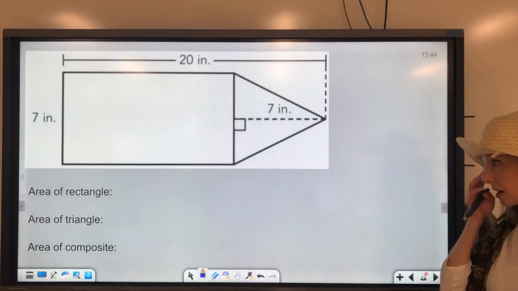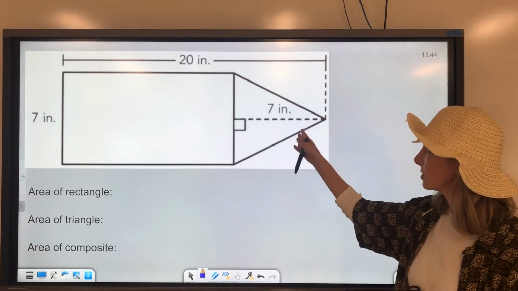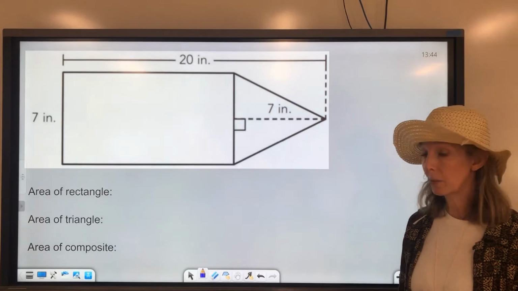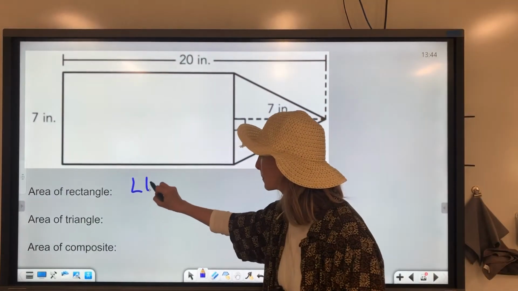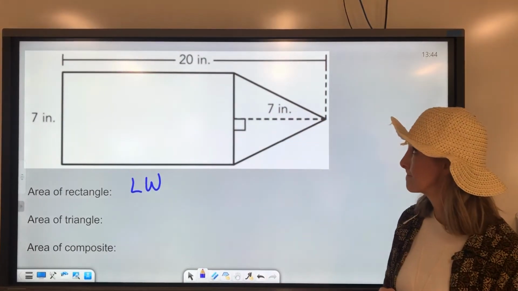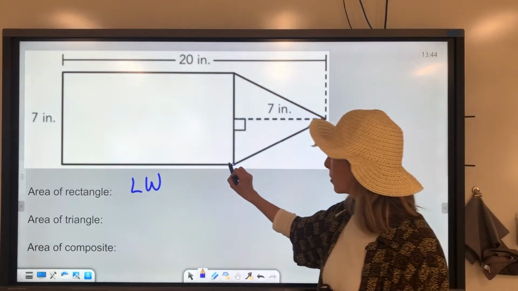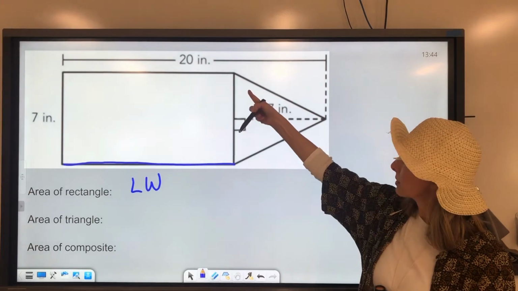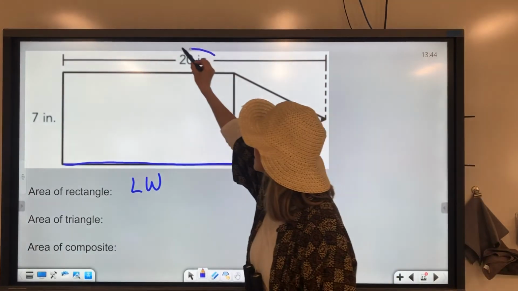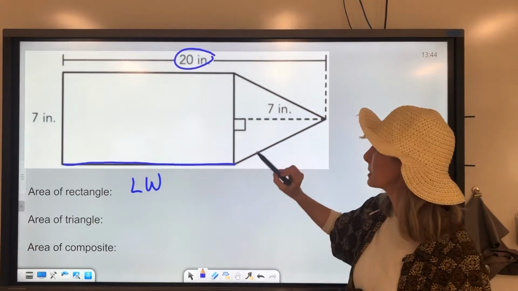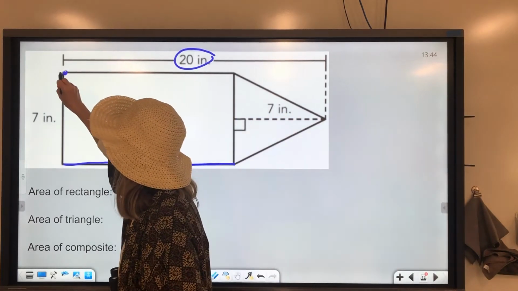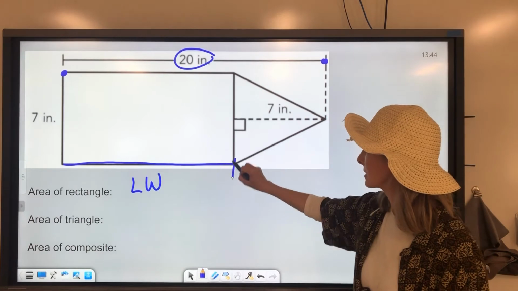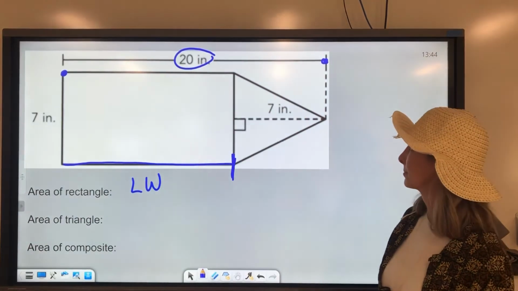All right, let's look at another one here. We have a rectangle and we have a triangle. So let's see what we know here. Well, I know my rectangle is going to be length times width. Do I know my measurement of this line right here? It's not labeled, and when I look up here, I see 20. But I notice the 20 seems to be saying it goes from this end right here all the way down here. And I want it to stop right there.